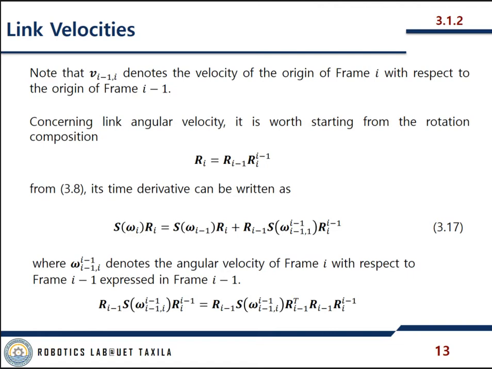Now let's talk about link velocities. Note that v_{i-1,i} denotes the velocity of the origin of frame i with respect to the origin of frame i-1. Concerning link angular velocity, it is worth starting from the rotation composition.